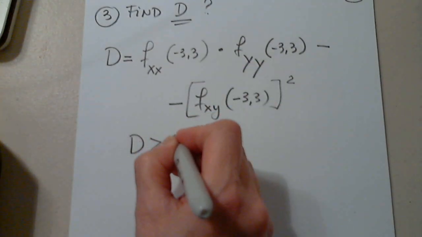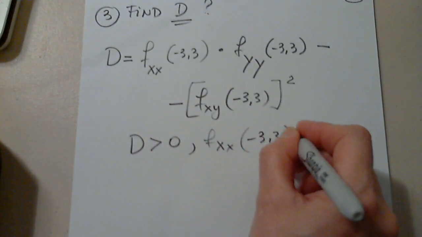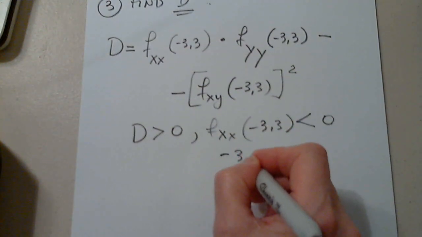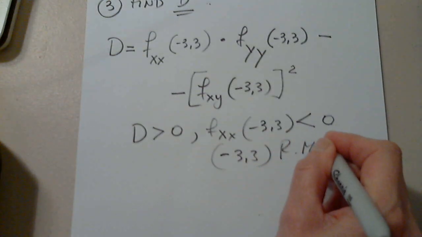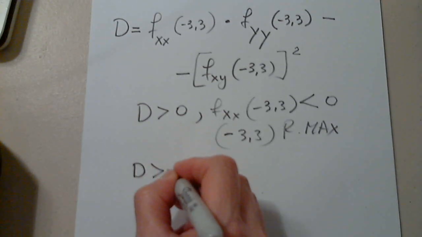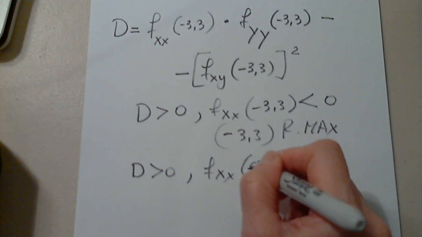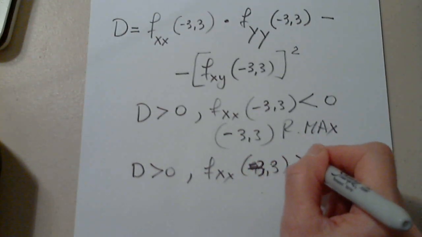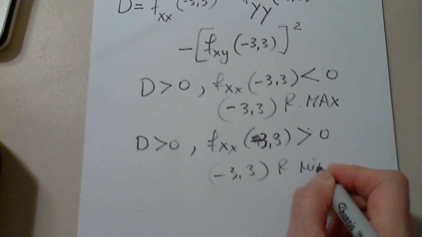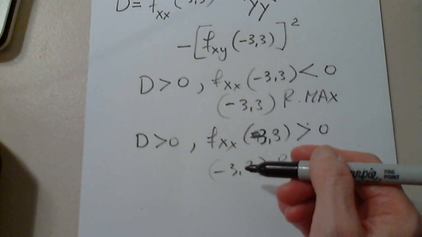If D is a positive number, and fxx at negative 3, 3 is a negative number, negative 3, 3 will be a relative max. If D is a positive number and fxx at negative 3, 3 is a positive number, then negative 3, 3 is a relative minimum. This is exactly how we studied the sign of the first derivative, the same principle.